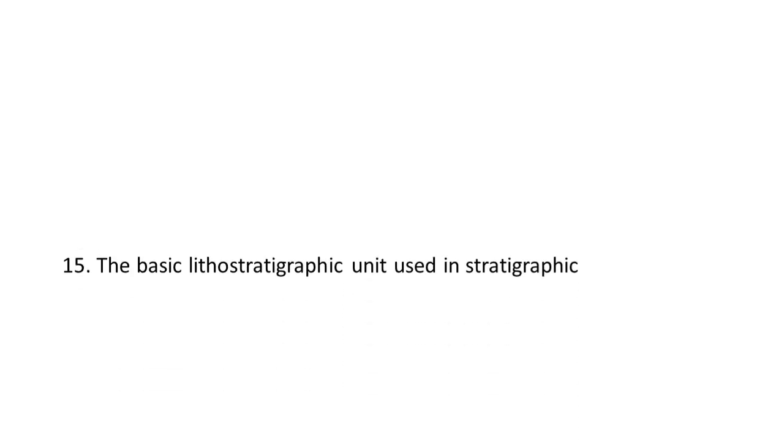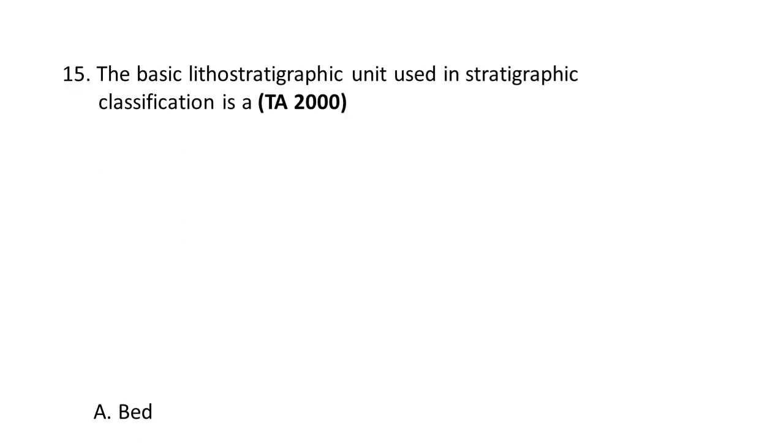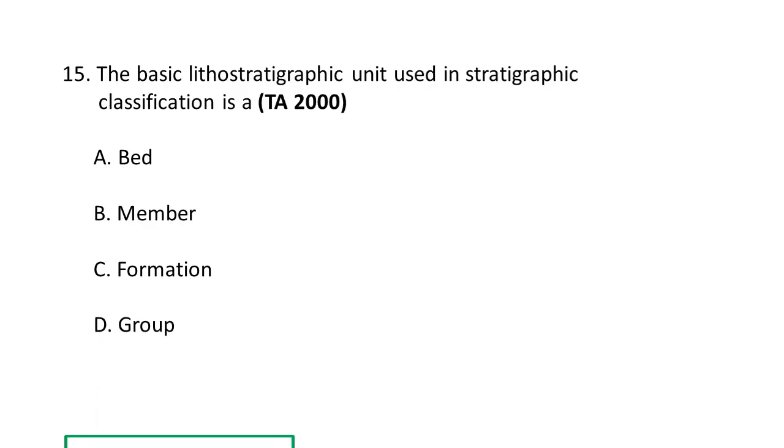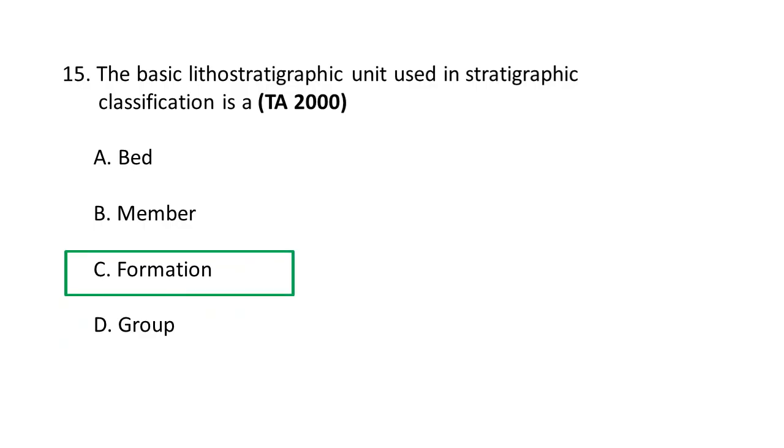Next question. The basic lithostratigraphic unit used in the stratigraphic classification is: A. Bed, B. Member, C. Formation and D. Group. The basic lithostratigraphic unit used in stratigraphic classification is a formation. A formation is a mappable rock unit with distinct upper and lower boundaries, and that can be distinguished from other units by its lithologic characteristics. So C. Formation is the basic stratigraphic unit in the stratigraphic classification. C is the correct option.